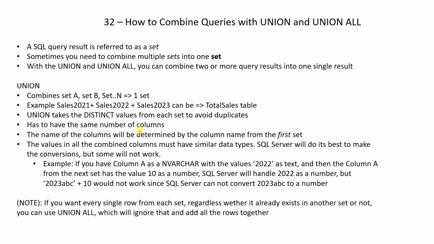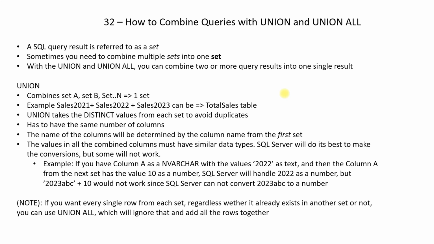Another rule is that the values in all of these combined columns must have similar data types. SQL Server will do its best to make the conversions, but some will not work. So let's say that you select column A, and the data type is nvarchar with the value 2022, for example, as a string. And then when you select column A from the other table that you are performing a union on, you have the value 10 as an integer, as a number, not as a string.